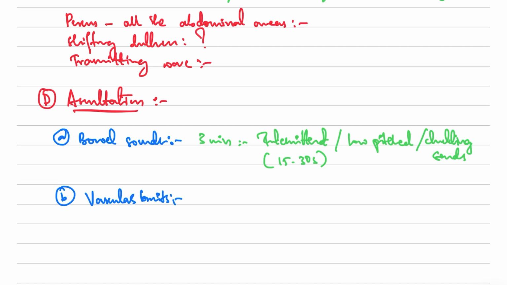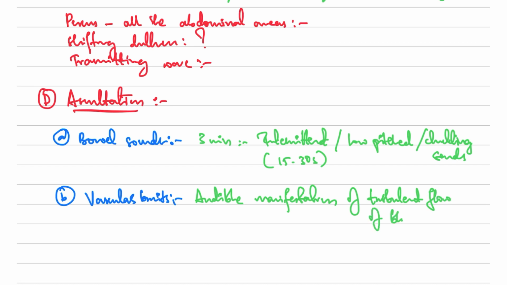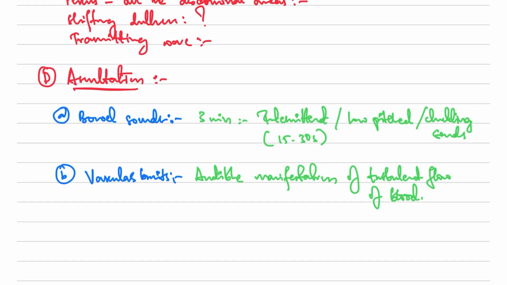Okay, what are vascular bruits? Vascular bruits are nothing but audible manifestations of turbulent flow of blood. Okay, so what are all the things that you can hear? You can hear renal bruit.